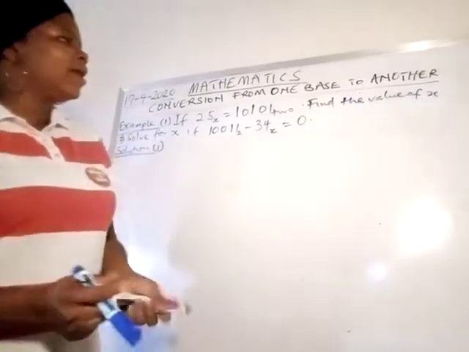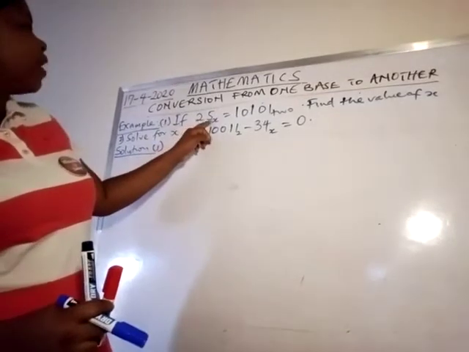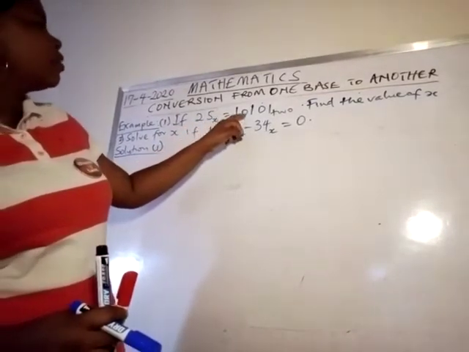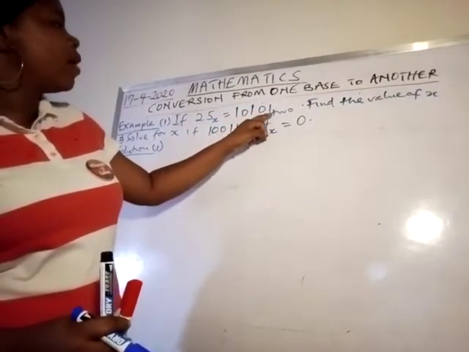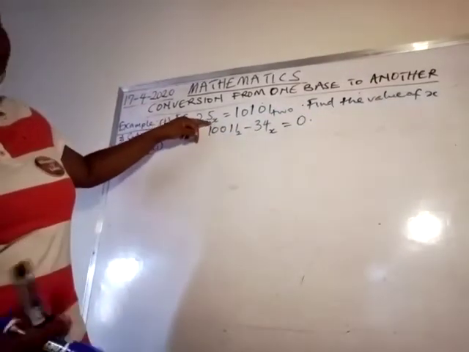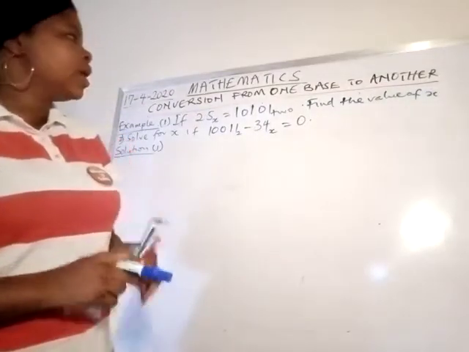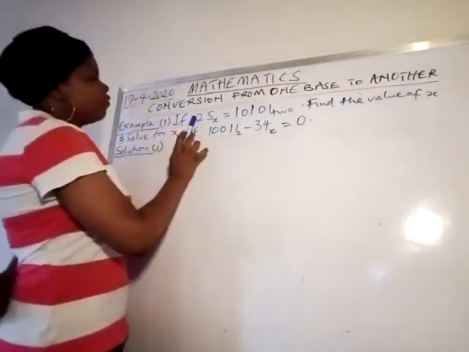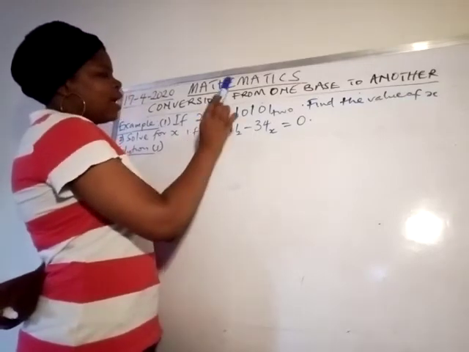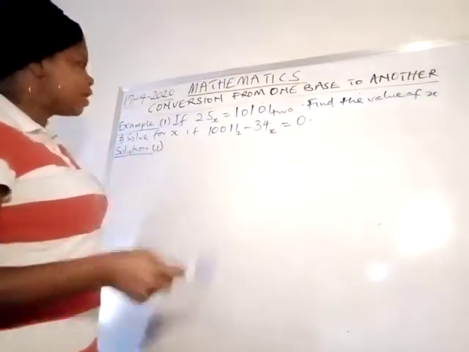Let's look at another example under this conversion. Now, if 25 base x is equal to 10101 base 2, find the value of x. You can see the x here is an unknown base. So how do we find an unknown base? What you need to do is to convert both the left hand side and the right hand side to base 10. You now equate them together. So let's look at it.